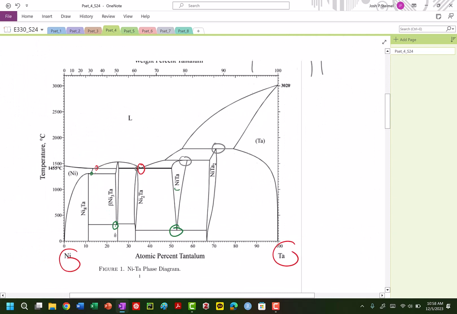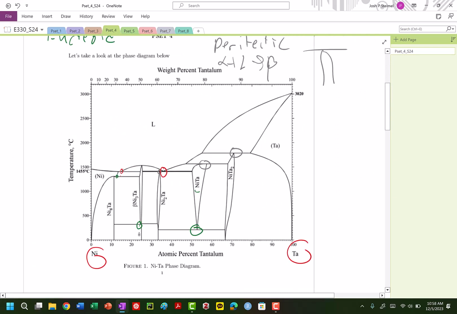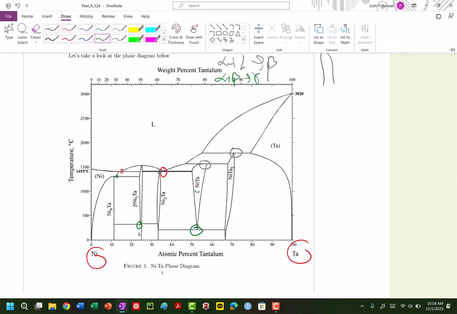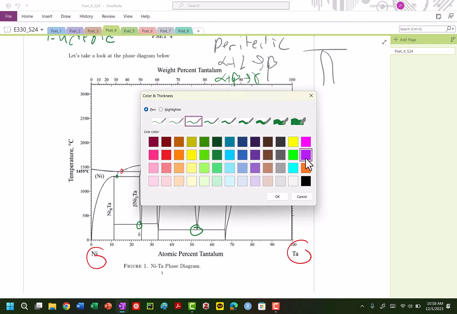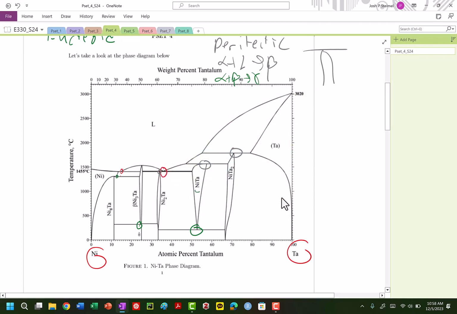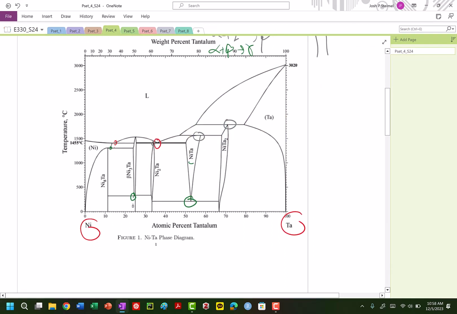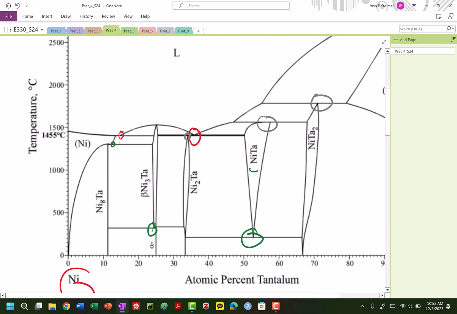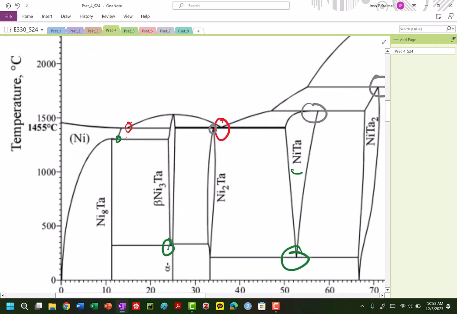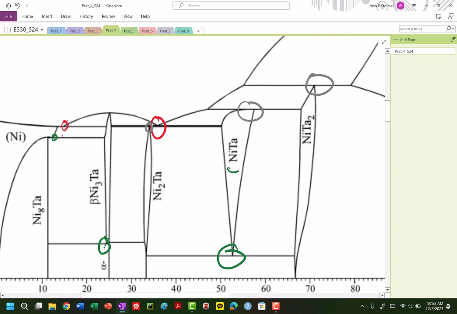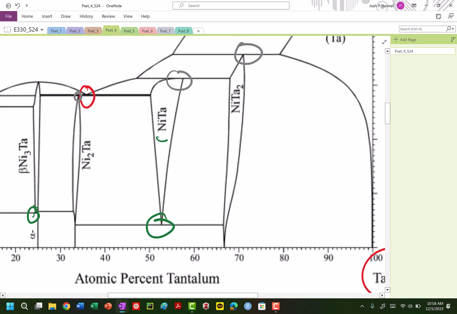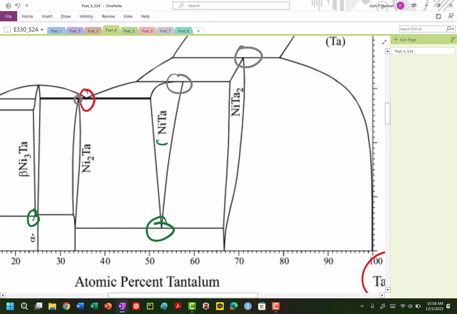Now, we could also look for a peritectoid. So something where we're going from basically a two-phase solid, like an alpha plus beta, to a gamma. So let's change our color one more time. Let's grab some more colors. I'm going to do purple here. So do we have any, basically, a two-phase solid to a single phase? Let's look for those features and structures again. Two-phase solid to another solid here. I'm not seeing any.